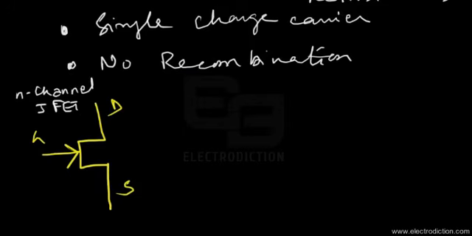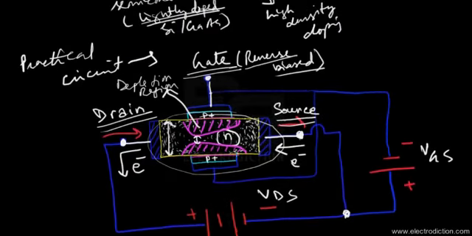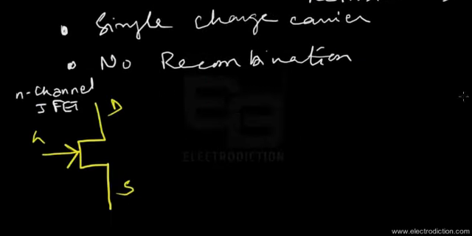Now if we take the theoretical condition of the gate terminal being forward biased, then from the p-type side the current would flow into the n-type channel. That's denoted by this arrow mark over here. So that's basically the symbol of the n-channel JFET.